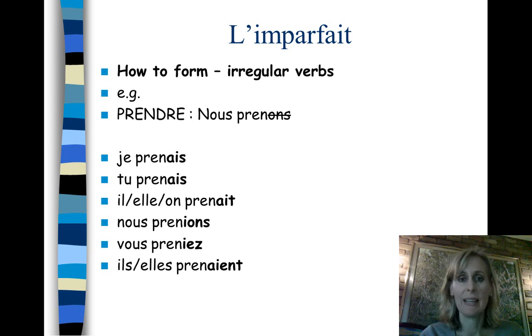Easy. Let's look at another irregular verb, like prendre. And of course we know, because we know prendre very well, that the nous form is nous prenons. So we take off the ons and we add the imperfect endings. Je prenais, tu prenais, il/elle prenait, nous prenions, vous preniez, ils/elles prenaient.